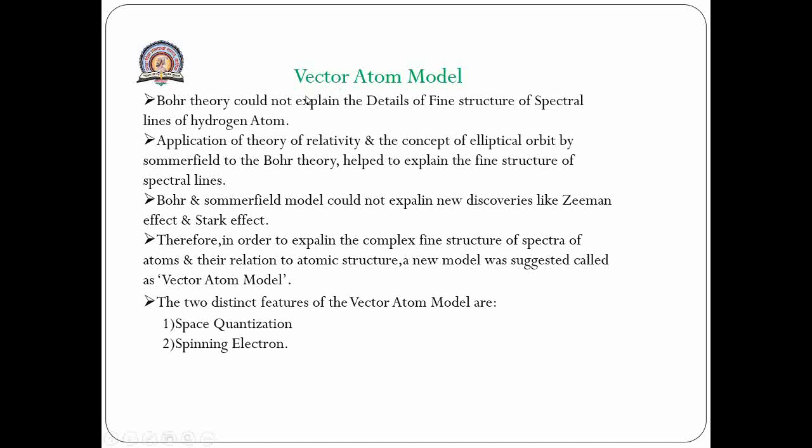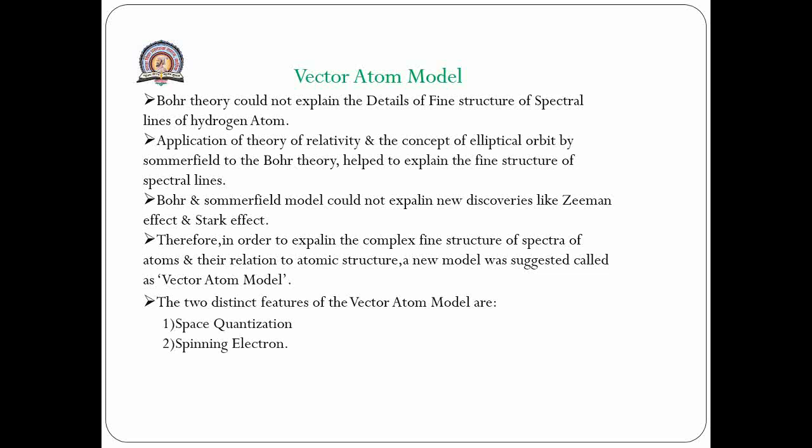You know that hydrogen has atomic number Z equal to 1. The vector atom model is used to explain the concept of one or many electrons. Bohr theory could not explain the fine structure even for one electron. Then the application of the theory of relativity and the concept of elliptical orbits by Sommerfeld to the Bohr theory helped to find the fine structure of the spectral lines. But the Bohr-Sommerfeld model could not explain new discoveries like the Zeeman effect and the Stark effect.